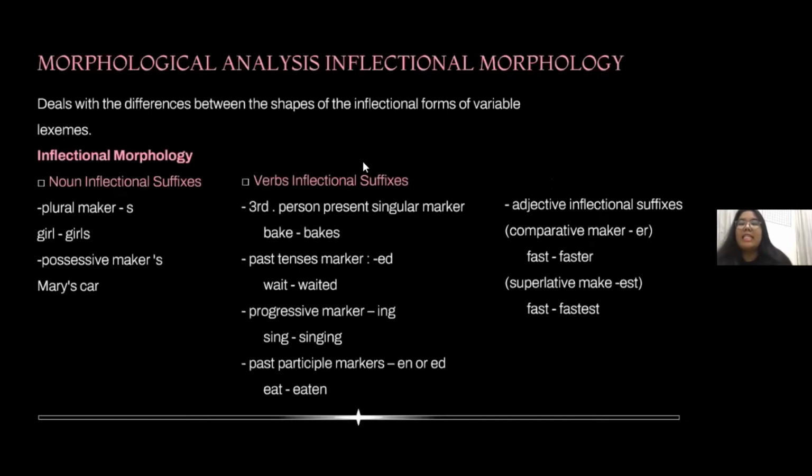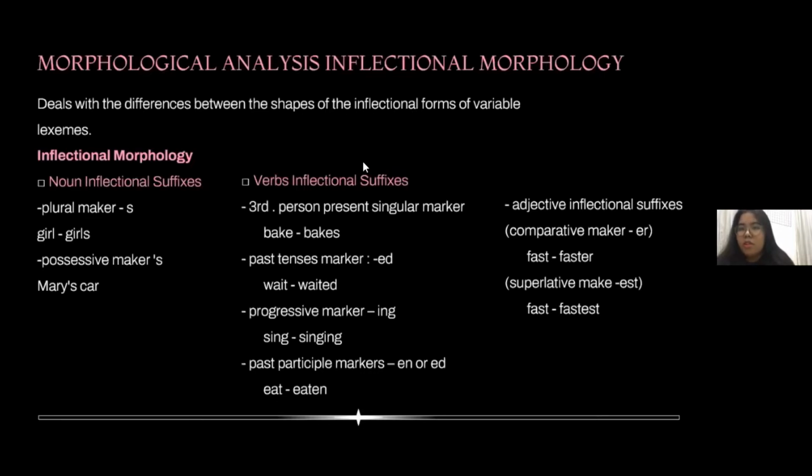Morphological analysis. Inflectional morphology deals with the difference between the shape of the inflectional forms of variable lexemes. We have inflectional morphology. Number 1 is noun inflectional suffix. Plural marker: girl, girls. Possessive marker: Mary's, car's. The second is verb inflectional suffix.